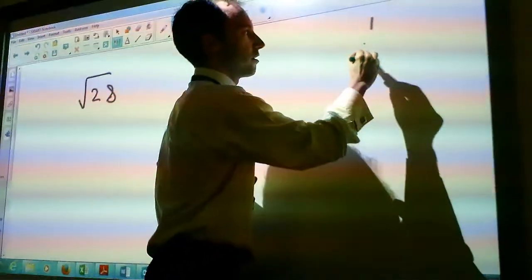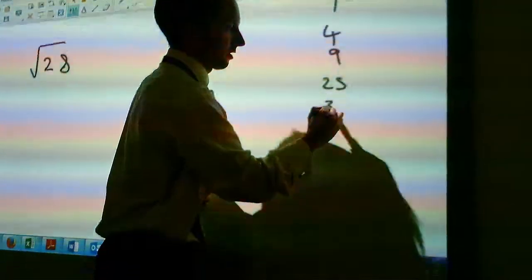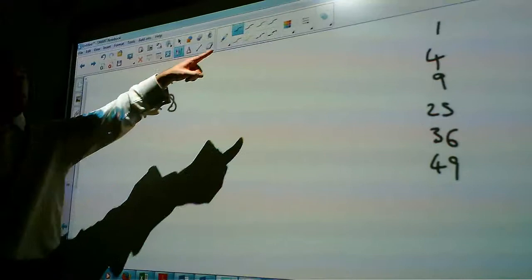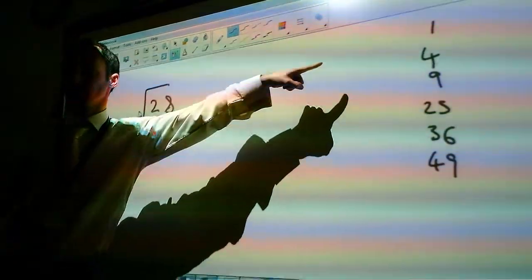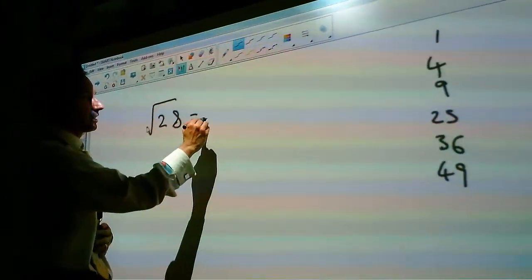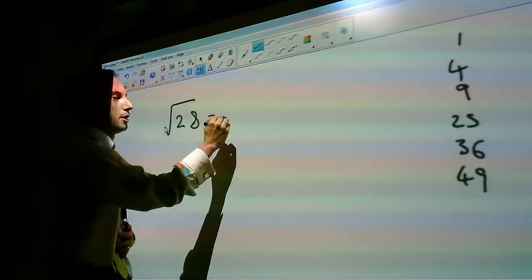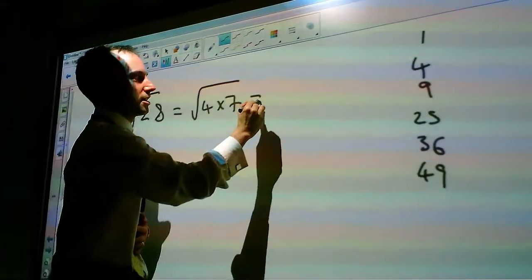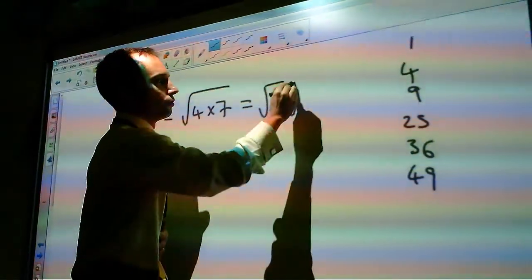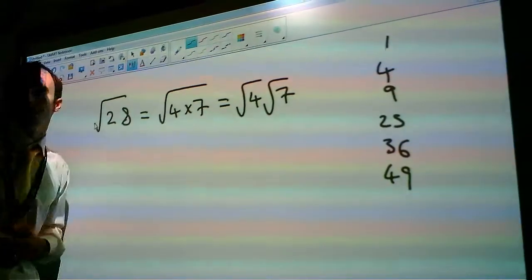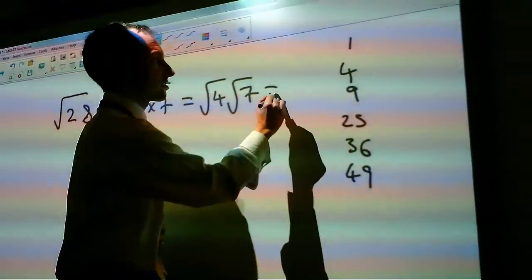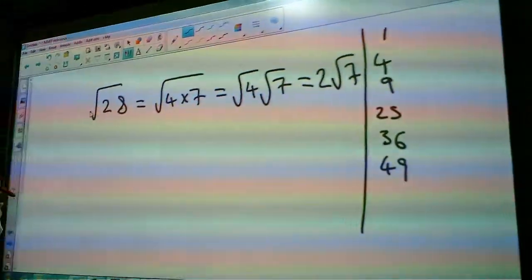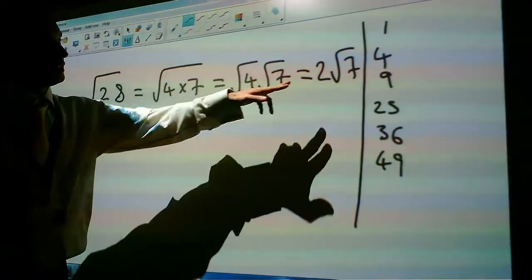So, be busy remembering your square numbers, and so on. Can you divide it by a square number? Yes, you can divide it by 4. So the process to simplify that would be to write it as 4 times 7, and then you think, actually, I can split that up. It's root 4 root 7, and then you think, hang on, I know the square root of 4. So that can actually be 2 root 7. Okay? So you're busy simplifying it down.